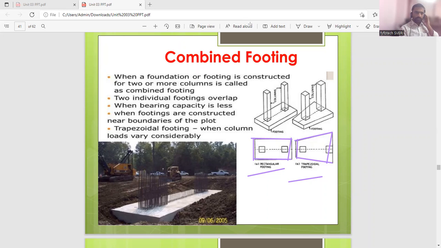Yes sir. Okay, see in the figure, in the image, this is one column here, and here is another column. In between both of them he has laid a footing. This footing is common for both columns, correct? Which type of footing is it? Is it rectangular or trapezoidal? Rectangular. Sometimes he will draw like this. This is which type of foundation? It is trapezoidal. So either way, that is called a trapezoidal footing.